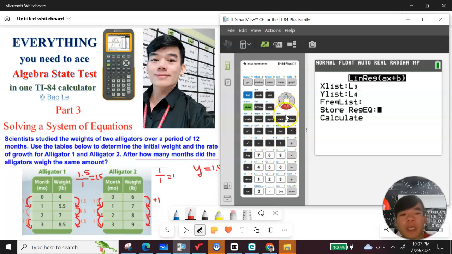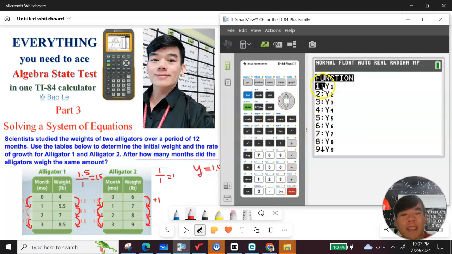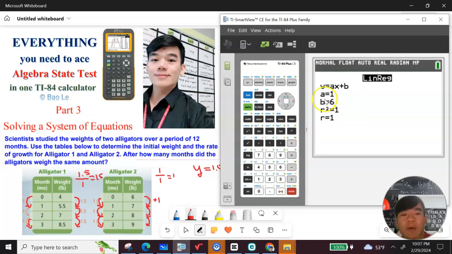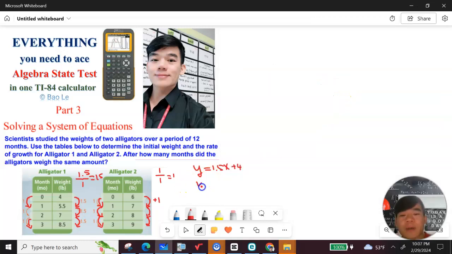Now I go to store again. I hit vars and go to the Y vars function. At this time, because you already stored the first table into Y1, if you keep using Y1 it's going to overlap, and then the first table is gone. So please go to Y2 right here to store the second equation. Hit enter, then go to calculate and hit enter. Now the second equation should be y equals ax plus b, where a equals 1 and b equals 6, so it should be y equals x plus 6.